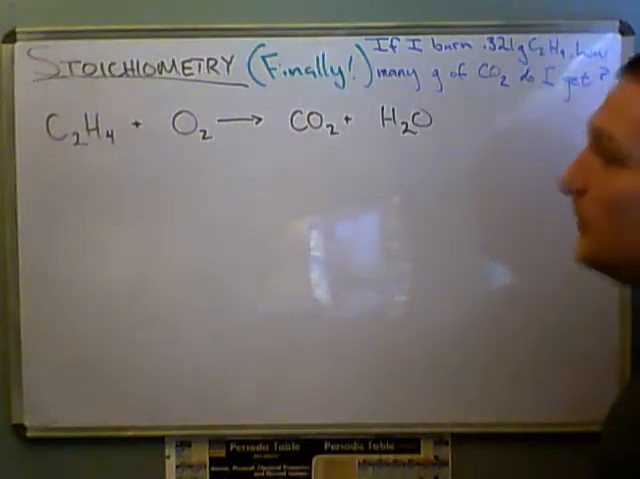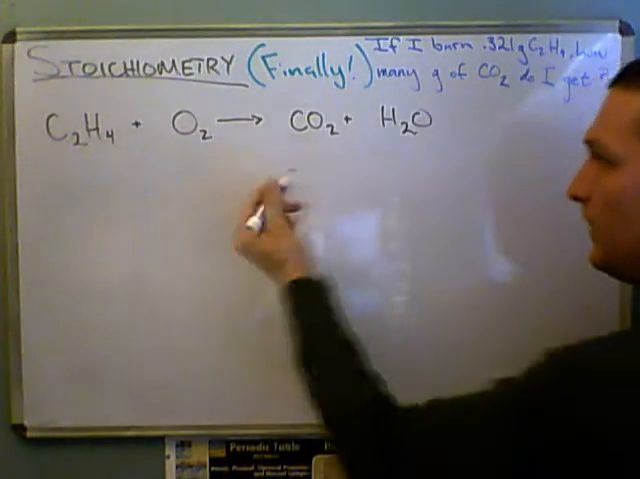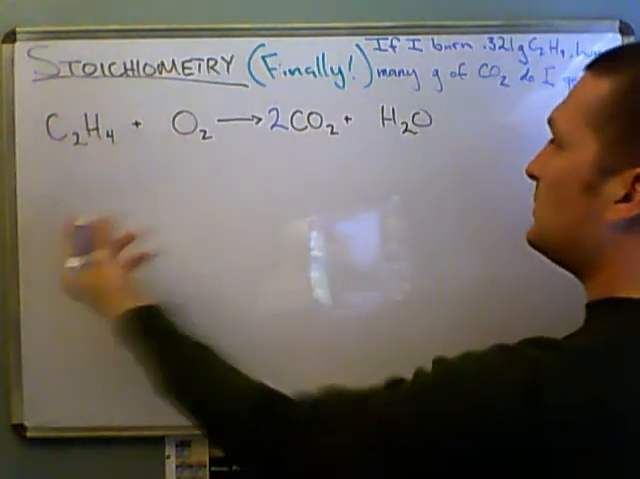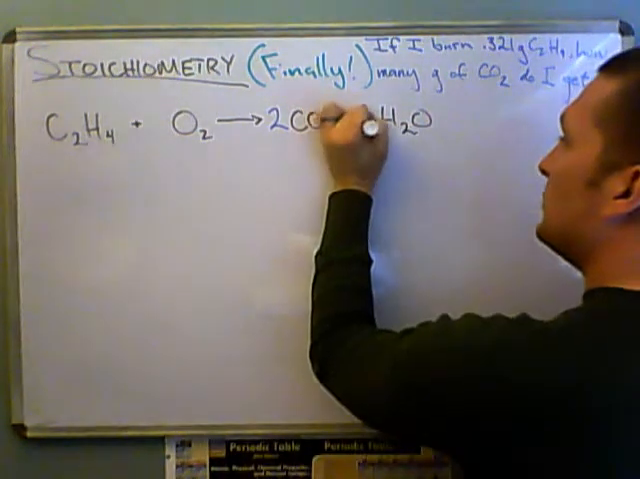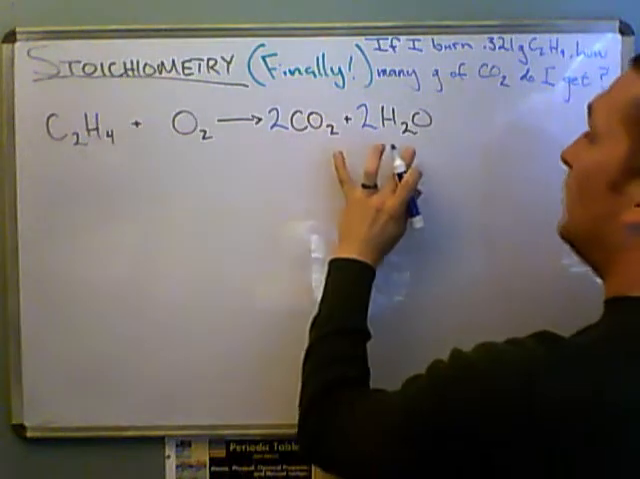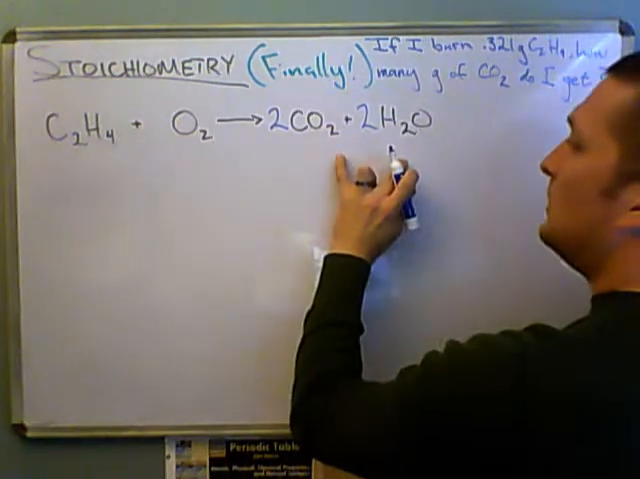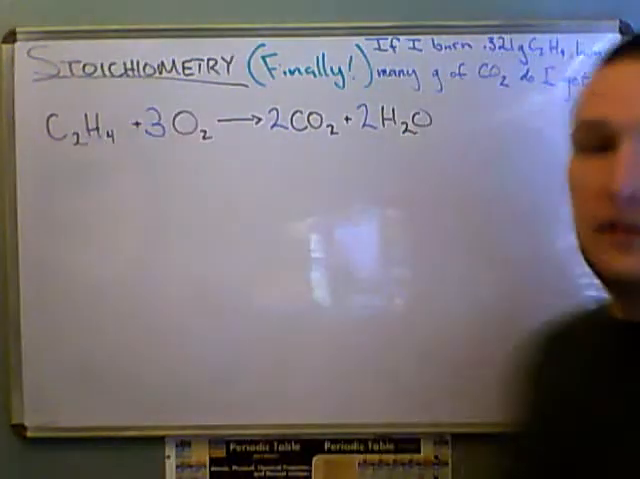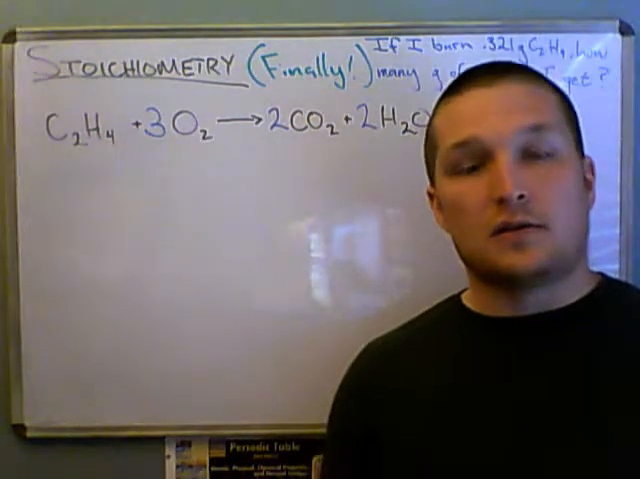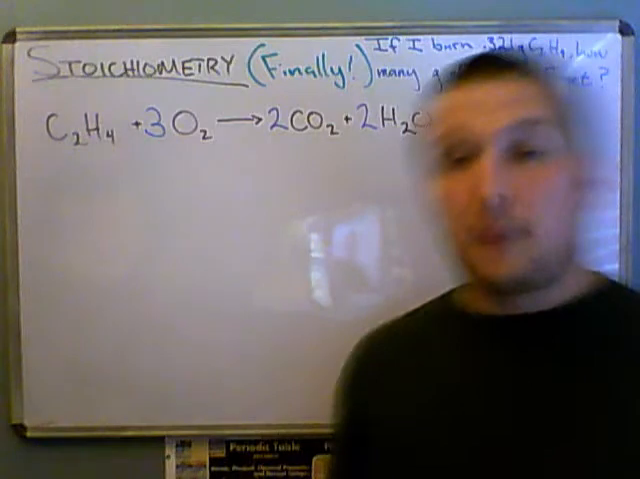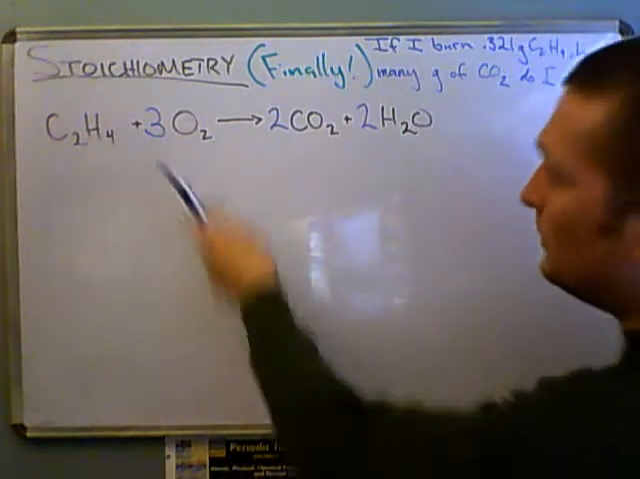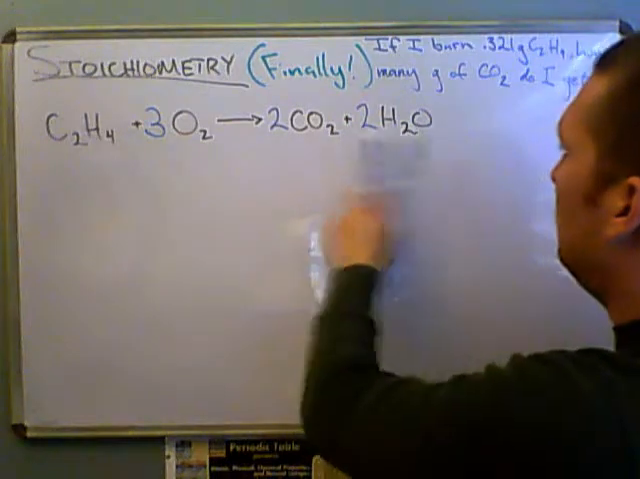So I'm looking at carbons. Carbons aren't balanced. I have 2 over there, so I need 2 over here. I'm going to move on to hydrogens. I have 4 on this side. I need 4 over here, so I'm going to put a 2. And I have a total now of 6 oxygens here. So if I put a 3 in front of here, I get 6 oxygens on the left. I'm going to double check, make sure I'm balanced. 2 and 2, 4 and 4, 6 and 6.